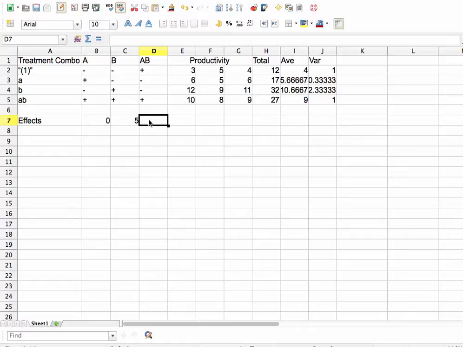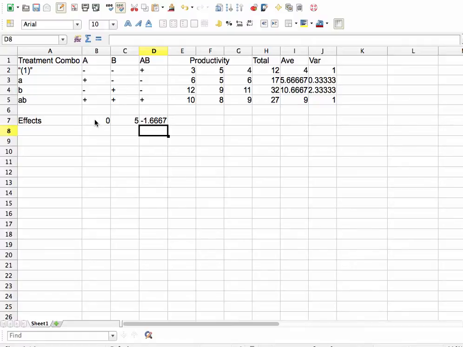And then we'll get the interaction effect of A and B by, again, 1 over 6 times the total here plus the total here. Those are the two totals that have pluses in the AB column, minus the total here and the total here. And that gives us our effects. The effects basically tell us whether or not a particular factor has an effect on the outcome of our experiment.